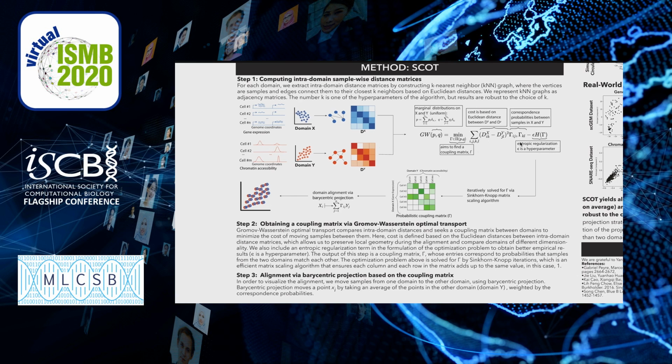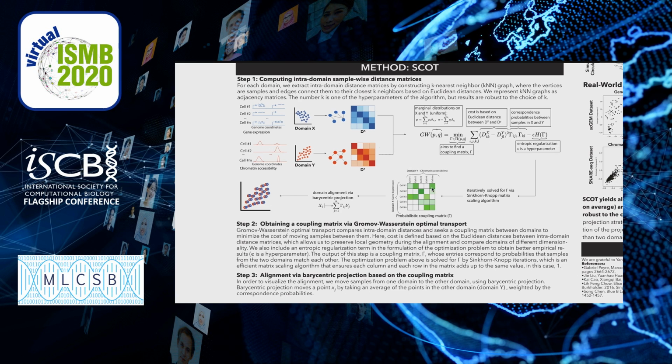We also include an entropic regularization term over gamma here for computational efficiency and also for obtaining better empirical results. Epsilon here is also another hyperparameter. We have 2 hyperparameters in the algorithm. We solve this optimization problem iteratively with a matrix scaling algorithm called Sinkhorn-Knopp iterations, which makes sure that probabilities in each column and also each row of the gamma matrix add up to 1.